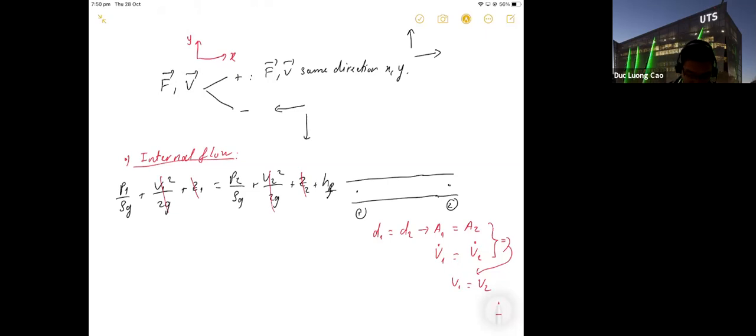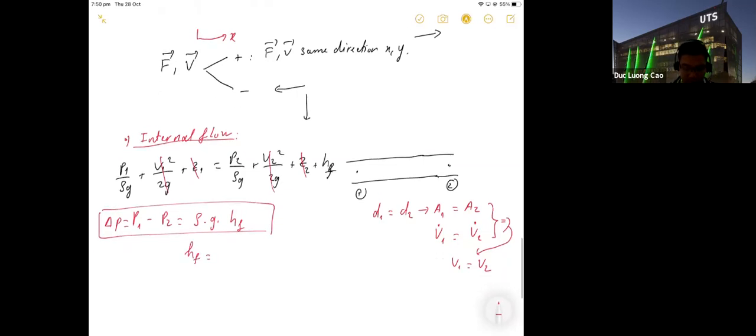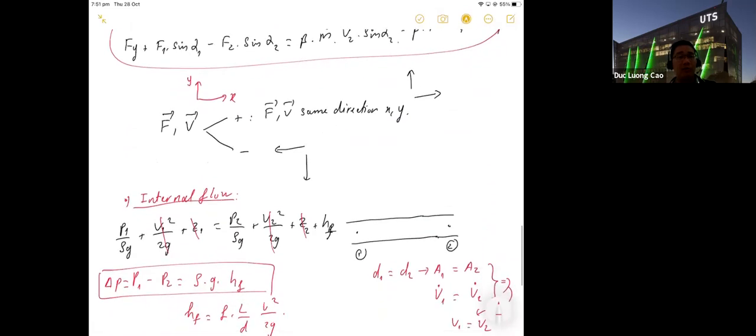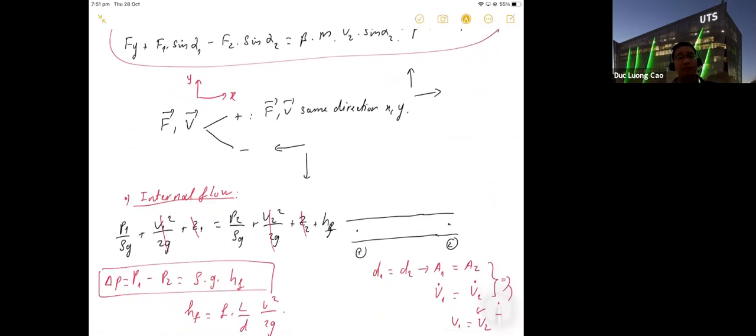Or you will have P1 minus P2 equal to rho g Sf, where P1 minus P2 is delta P. This is the equation you have in the lecture note, with Sf equal to f L over D times V square over 2g. That's why you have the equation in the lecture note from the energy equation. That's why I said internal flow is based on the three equations. If you understand the three equations, internal flow is very easy.